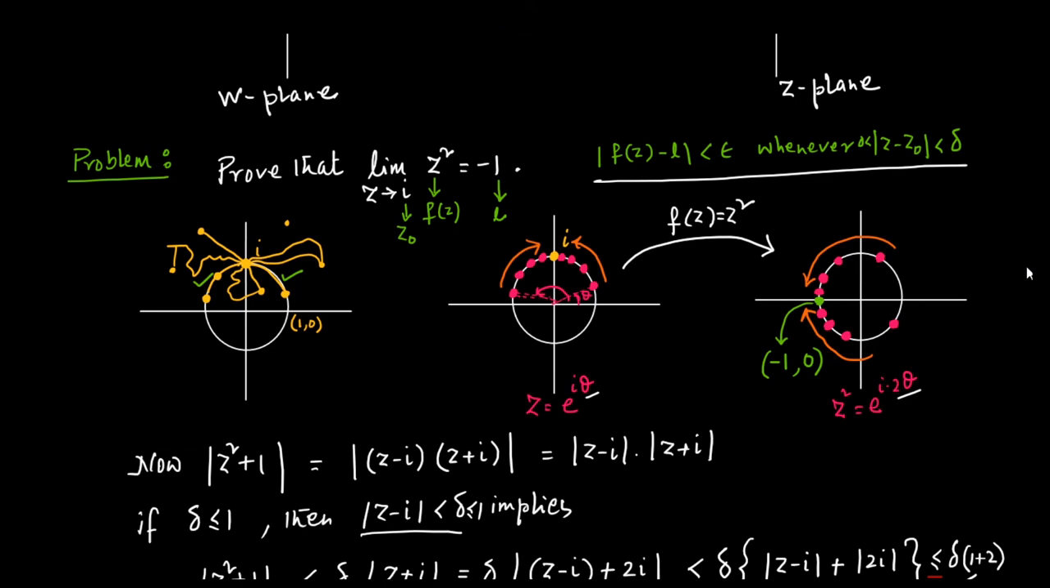So to prove existence, we need to validate the definition. But if we have to show that the limit does not exist, our task is much simpler. Pick any two paths and show that those two paths lead to two different values for f(z), and that will prove that the limit does not exist. Let us see an example.